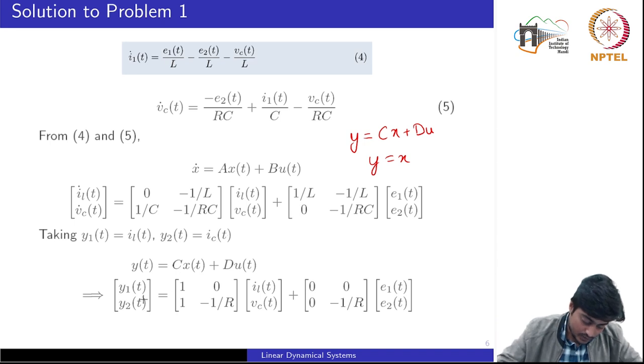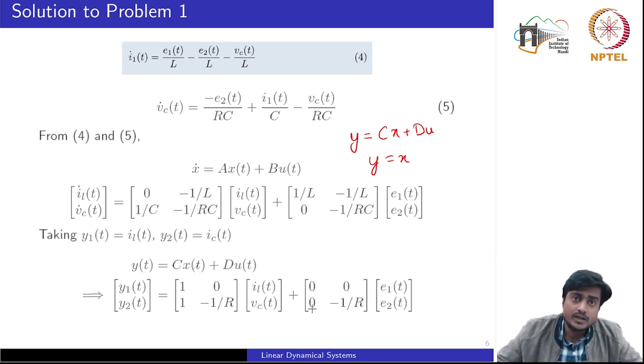First is one of the states, IL, and another is the current flowing through the capacitor. So if we choose these two outputs, then the C and D matrices can be obtained like this. It's just the simplification of those two basic equations which we have discussed in the first part of the problem. Okay.